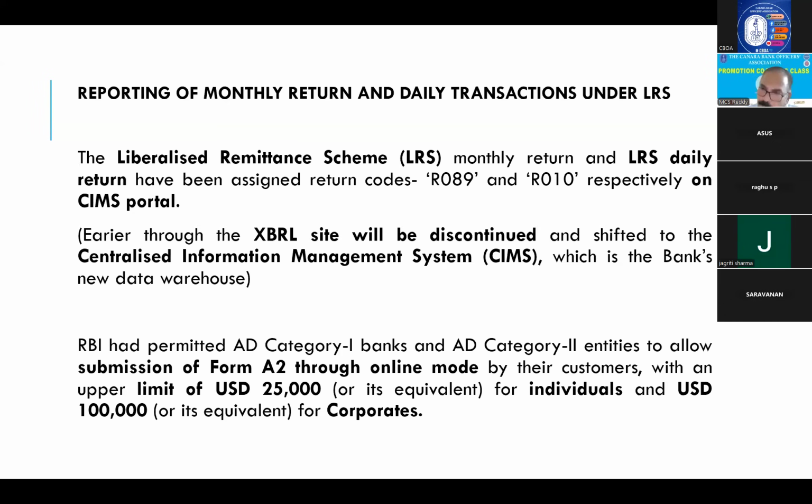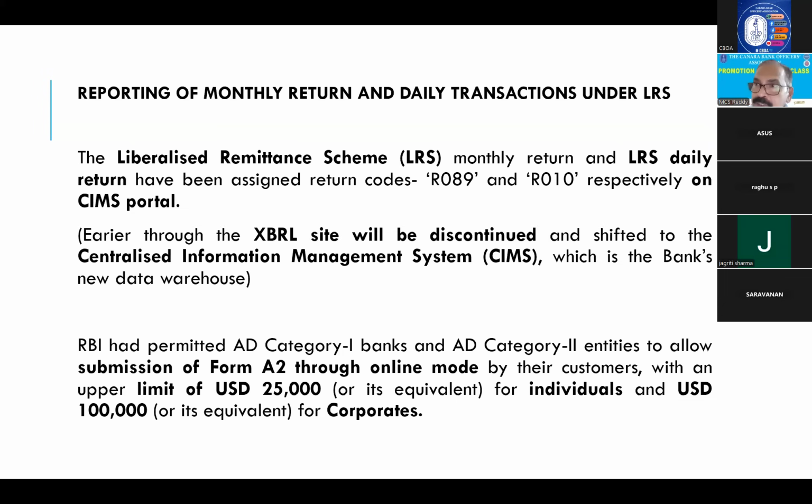Earlier we used to upload this in the XBRL portal. Now it is transferred to the CIMS portal, that is the Centralized Information Management System portal of Reserve Bank of India. XBRL is also RBI's portal. Now on the CIMS portal we have to upload these 2 reports. Next one. RBI had permitted AD Category 1 banks and AD Category 2 entities to allow submission of Form A2 through online mode. Whenever we are remitting an amount, we will take Form A2 and remit, even for student loans, education loans, etc. But online is also permissible by RBI.